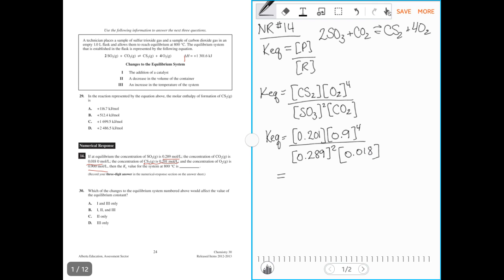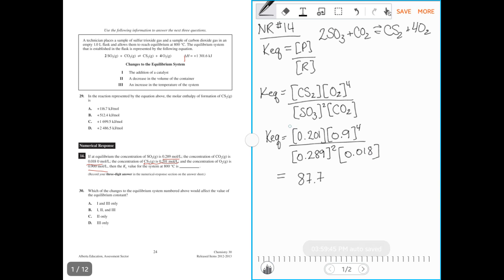Okay, so when we plug all these numbers in here, hopefully when I do this right, I should get a value of about 87.7. And when I plug that into my calculator, that is what I get when I solve and simplify this.